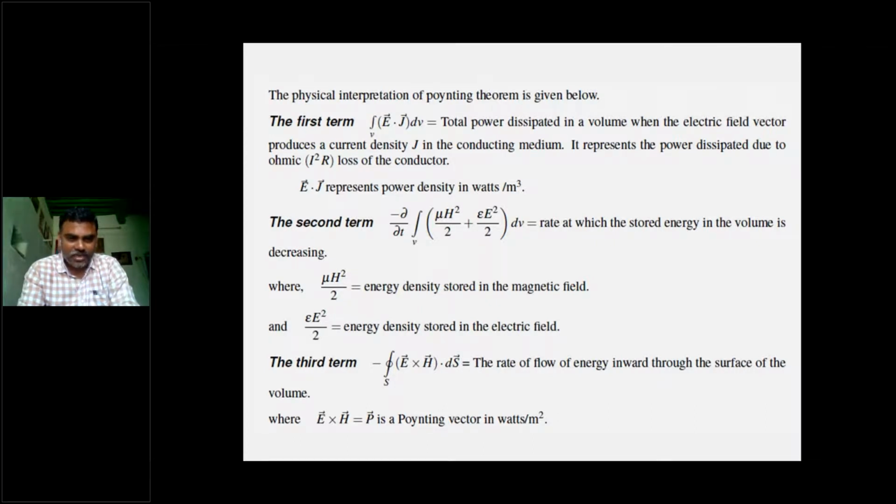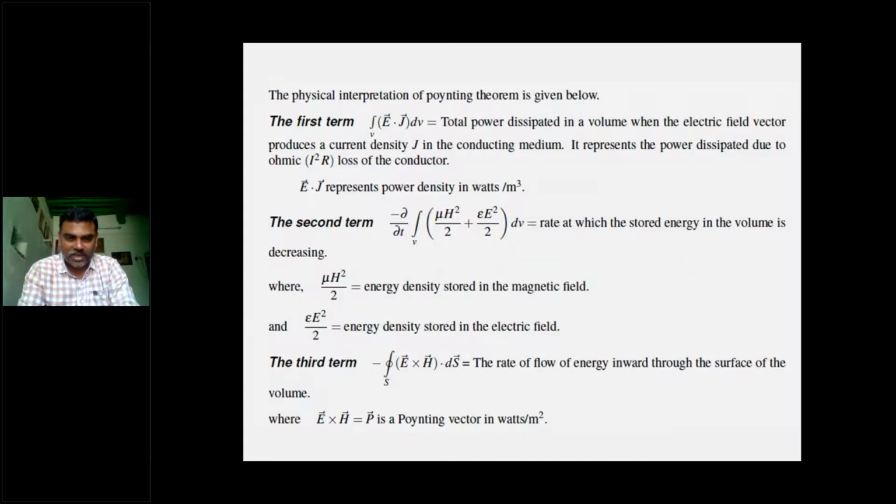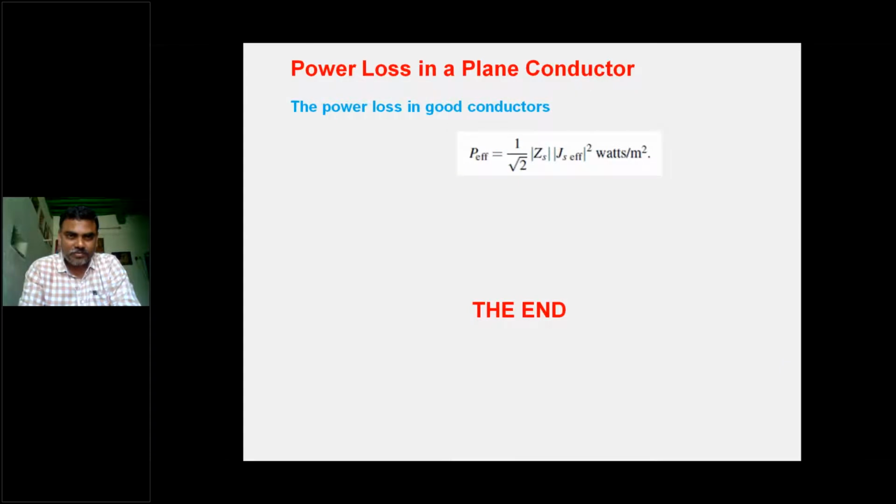And by combining all, we can finally say E cross H is representing that energy flowing per unit area. That's why we are calling that a power density vector, which is P, and it is also known as the Poynting vector.